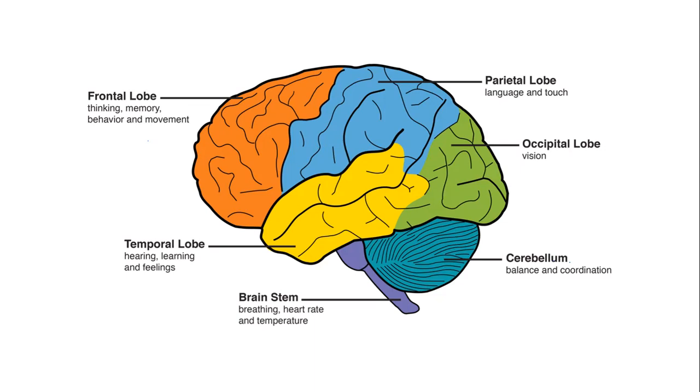Then the parietal lobe controls the language and the touch. Then the occipital lobe controls the vision. Then the cerebellum controls the balance and coordination. When a person is walking, it controls that balance and coordination. Then the temporal lobe is for the hearing, learning, and feeling. So you must get the difference between the temporal lobe and the frontal lobe. The frontal lobe is for thinking, remembering, and behavior and movement. But the temporal lobe is for hearing, learning, and feeling.